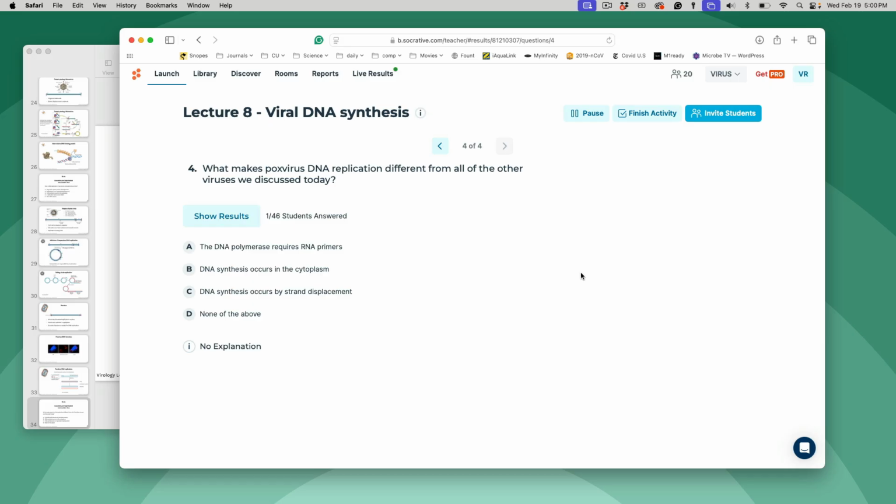What makes poxvirus DNA different from all the other viruses we discussed? The DNA polymerase requires RNA primers. DNA synthesis occurs in the cytoplasm. DNA synthesis occurs by strand displacement, or none of the above. What makes it different? Okay, how did we do?